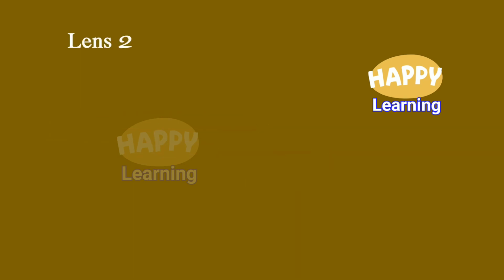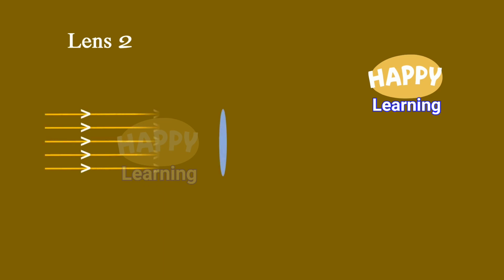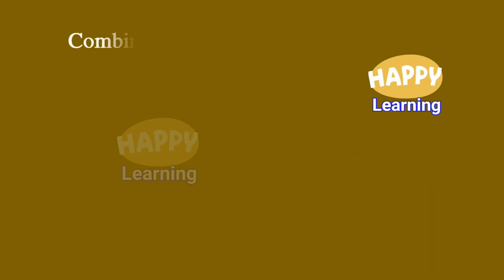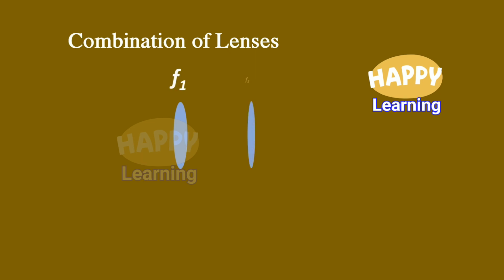This is a second lens. Parallel beams are passed through the lens. They are converged to a point called focus, and the distance from lens to the focus is the focal length f2. Combination of lenses: first lens of focal length f1, second lens of focal length f2.